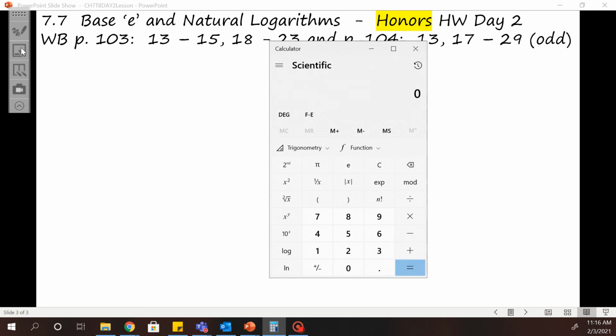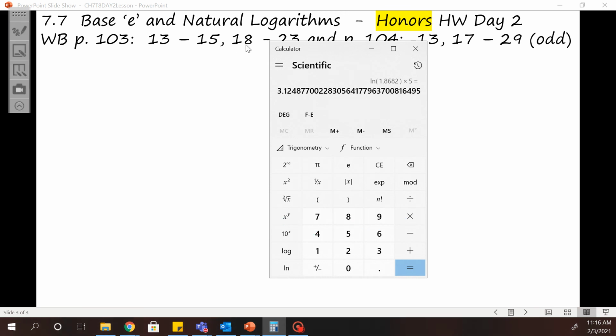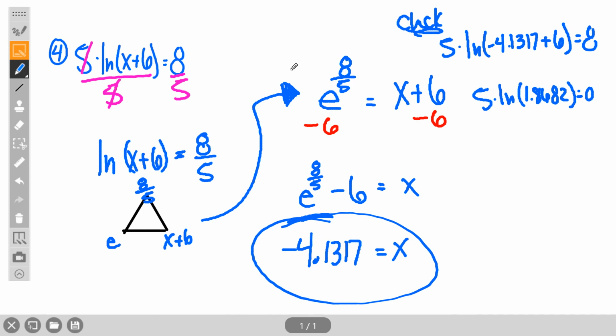Oops, I messed that up. 1.8682. And I'll multiply that by 5. And I thought something was up because I'm not getting the correct solution. So let me go back and let's see where I have made a mistake here. I think it probably had to do around here. So let's try doing this again.